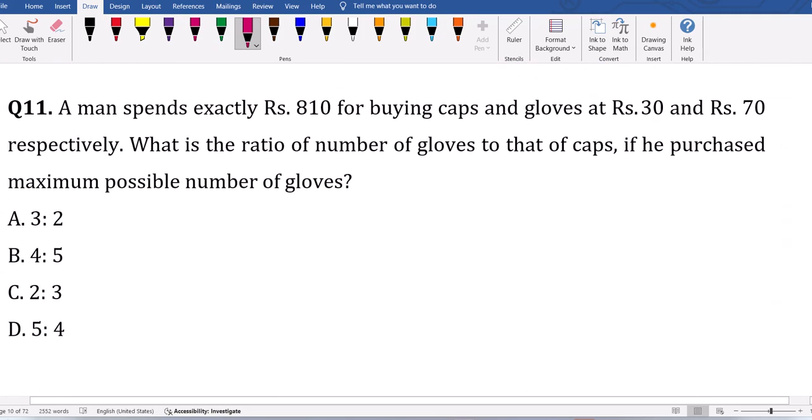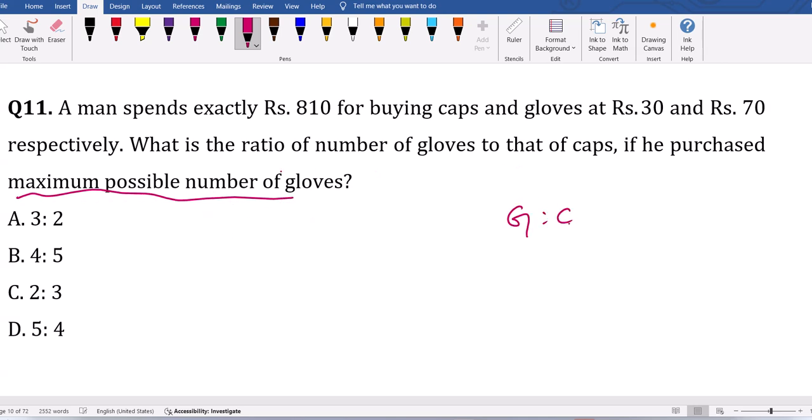The next one. A man spent exactly 810 rupees for buying caps and gloves. Cap cost is 30 and gloves cost is 70. Now they want more number of gloves. So maximum number of gloves is required. Then what will be the glove to cap ratio? Glove should be maximum they want. So what is the answer?